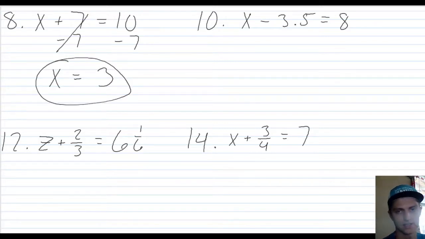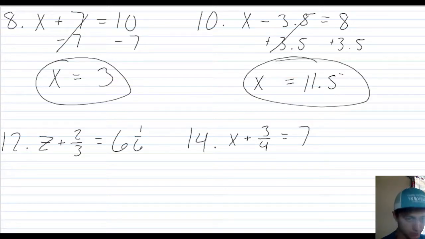All right, x minus 3.5 equals 8. What's happening to x? Subtracted by 3.5. What's the opposite? How do we undo subtraction by 3.5? We add 3.5. What we do to one side, we got to do to the other. These things cancel. What are we left with? x. 8 plus 3.5 gives us 11.5. Done.